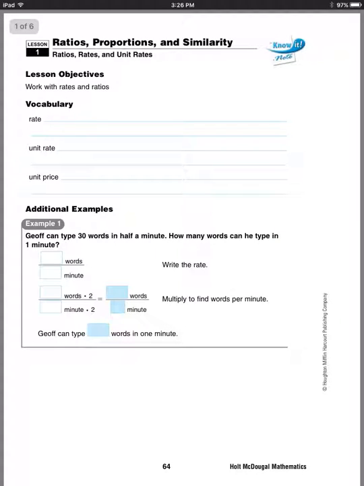Okay, this chapter we are starting off with ratios, rates, and unit rates. You learned about this in 7th grade, so some of it may just be a review, and we may be getting into some more difficult things. I guess we'll wait and see.